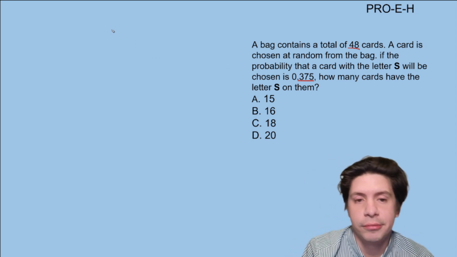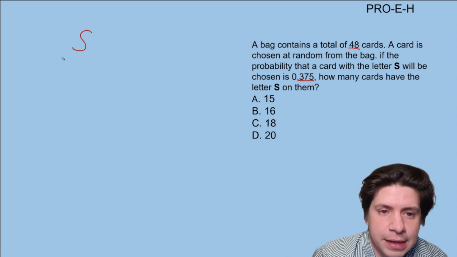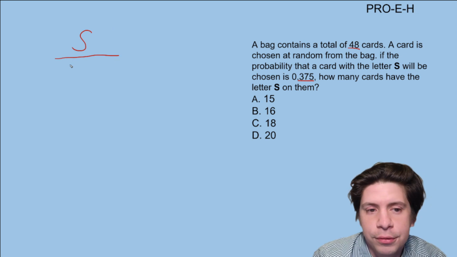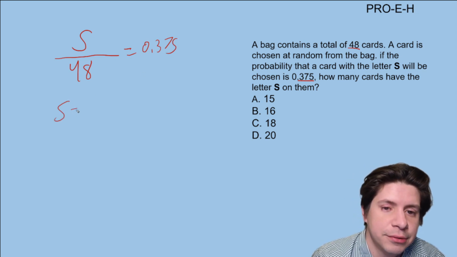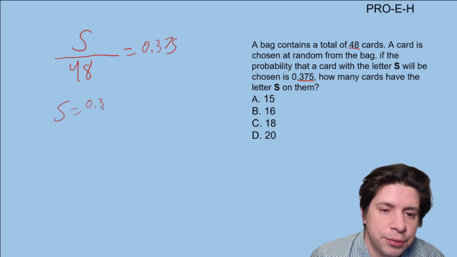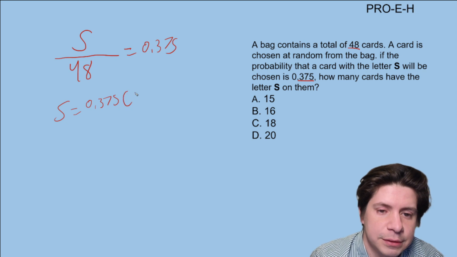So here what we want, right, is S cards. So we're going to have S is what we want over the total, which is 48, and we know that equals 0.375. So we're going to multiply it by 48, so S equals 0.375 times 48.